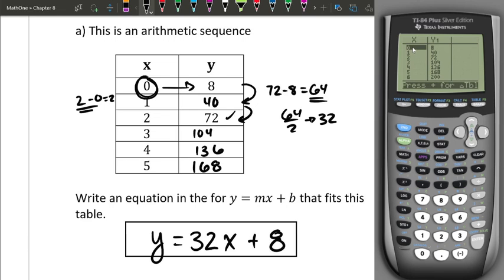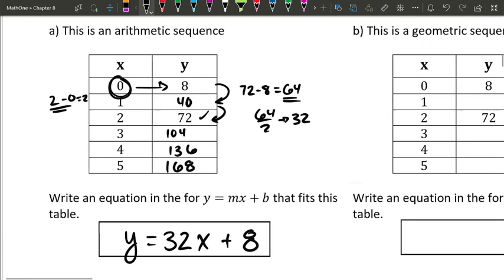And check this out. At 0, I can see 8. At 1, I can see 40. So you can see 8, 40, 72, 104, 136, 168. The next one's 200. So I can see on this table in my calculator, it matches exactly the table that I've recorded for part A. Kind of a nice tool. Let's move on and do B.